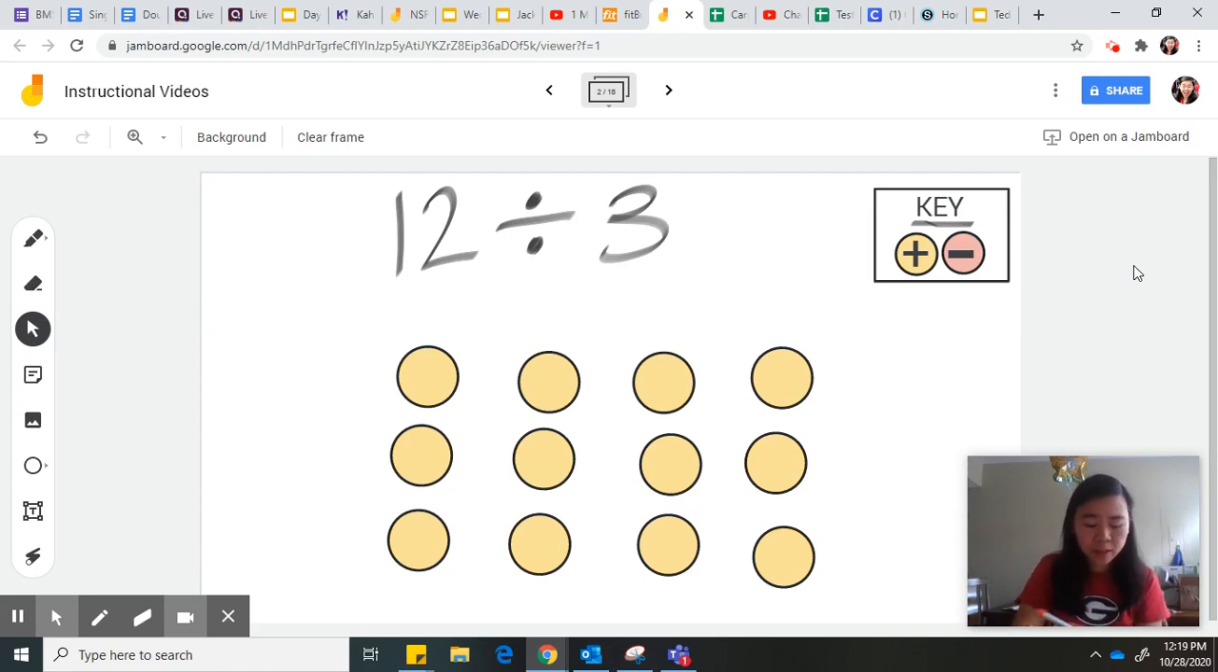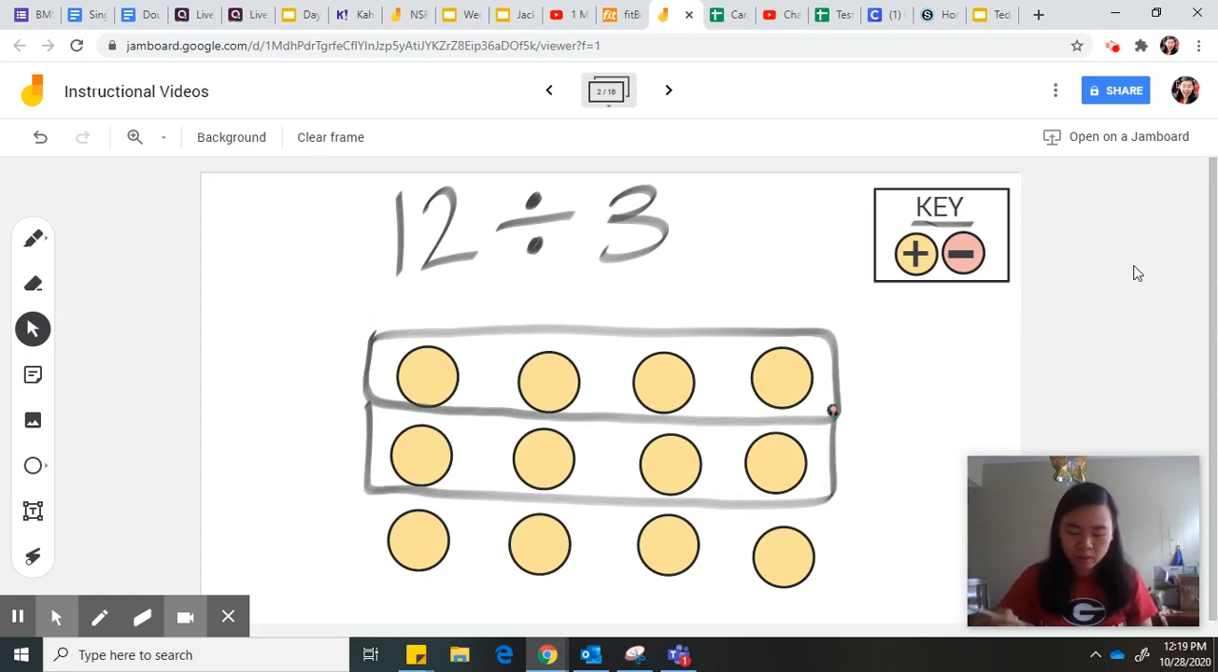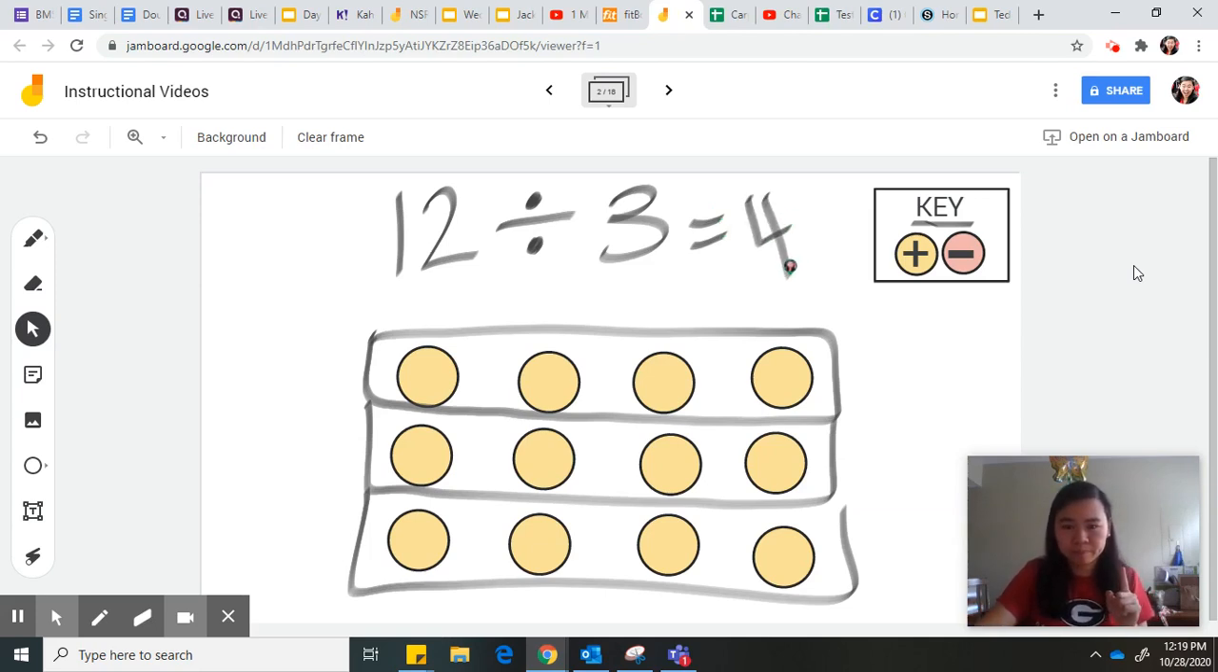Now we are dividing by 3. So what we want to do is, out of these 12, can we divide these into 3 equal groups? We can. 1, 2, 3. So that's what that looks like. They're all equal. They all have 4 counters in each group. So your answer is going to be how many is in one group? 4. Okay, and we can tell that they're positive 4 because they're yellow. So our answer is going to be positive 4.